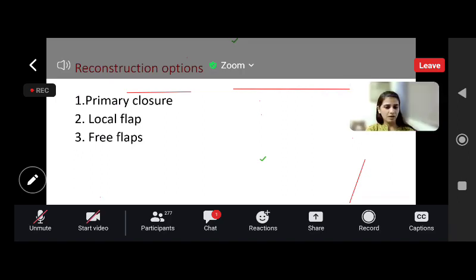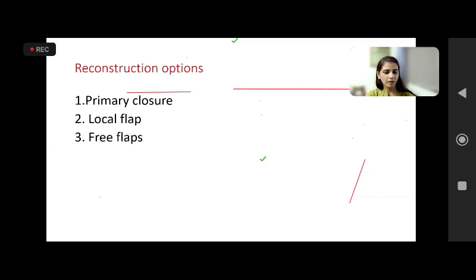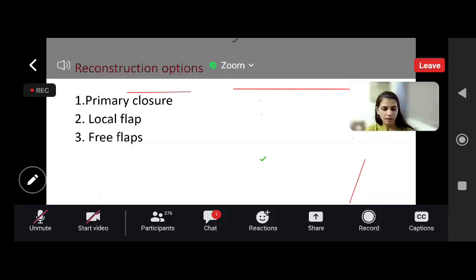So now coming to the reconstruction. How do we close these defects? What kind of modalities can we use? Just a primary closure, any local flap or free flaps? So where do we use what? Dr. Dushyant, any pointers about this?